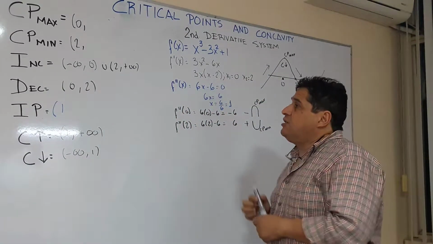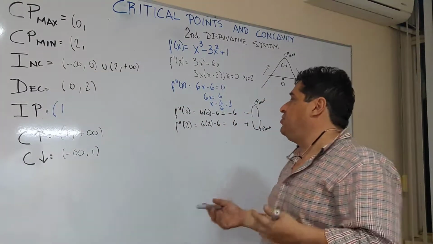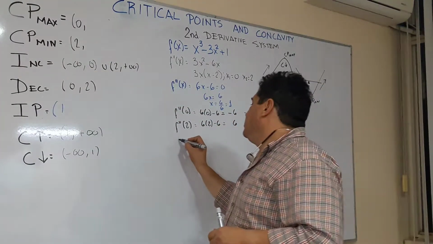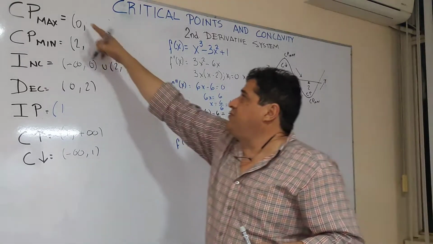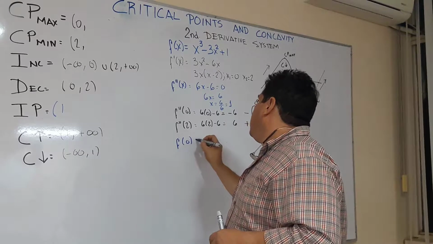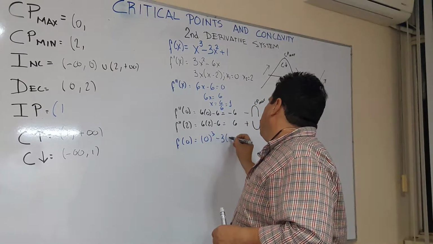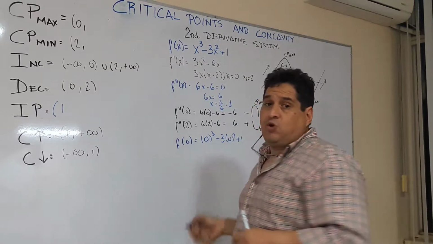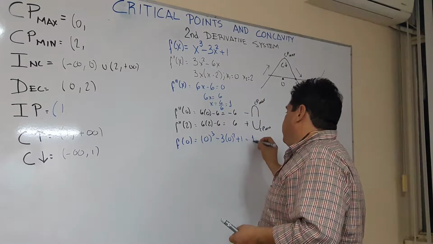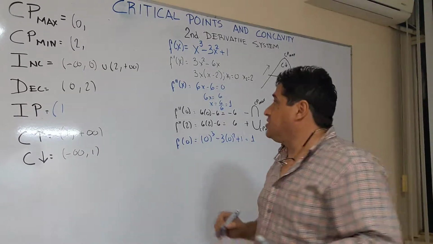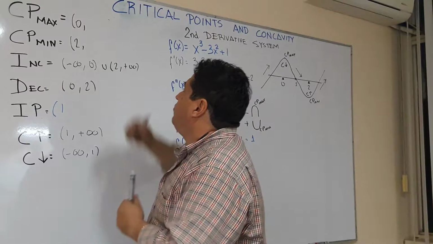Now, to get the values of y for the 3 points, I'm going to do exactly as we did last time. So I'm going to plug them into f of x. So f of 0 is going to be 0 cubed minus 3 times 0 squared plus 1, which is going to come out to be 1, right? So that's going to be a 1.